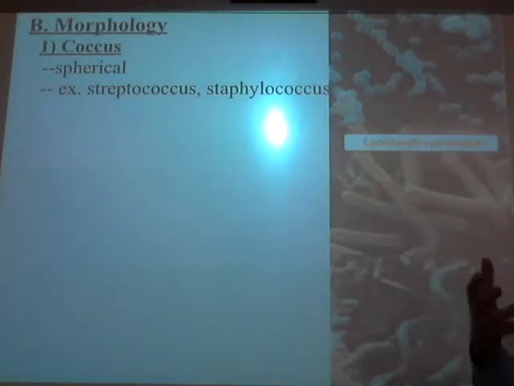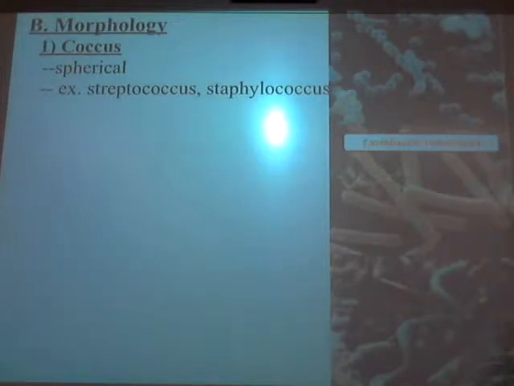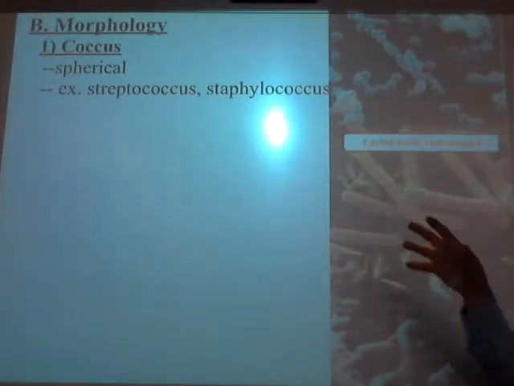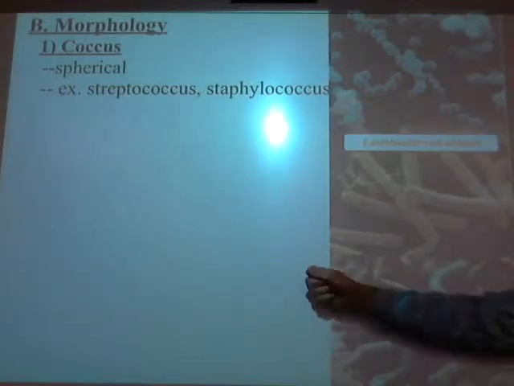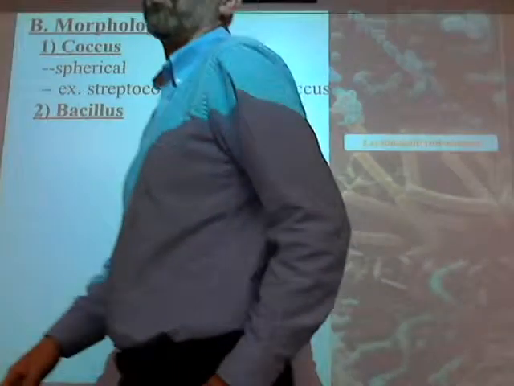You may laugh at that, but do you know what staph actually means? It's from, I think, the Greek for grapes. Those are bacteria that occur in clusters or clumps like grapes. Okay, bacillus are rod-shaped.